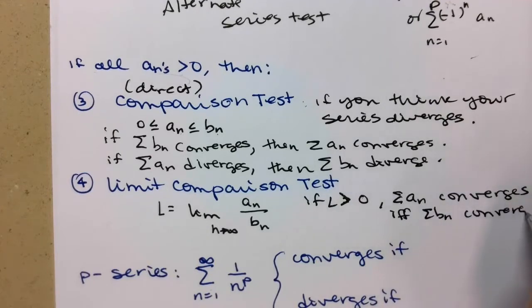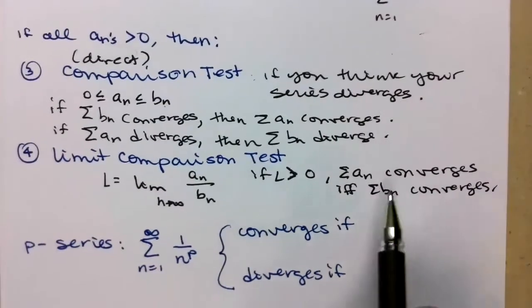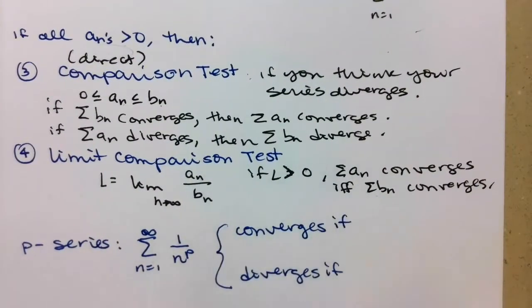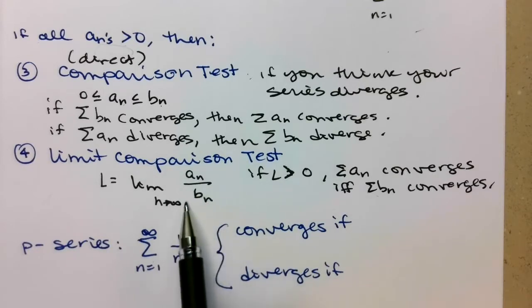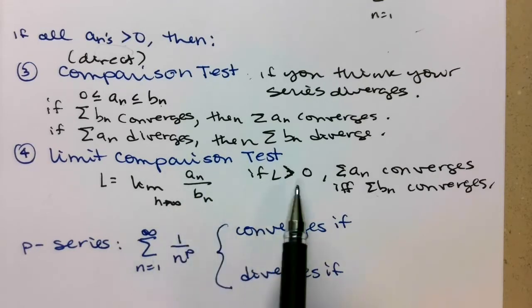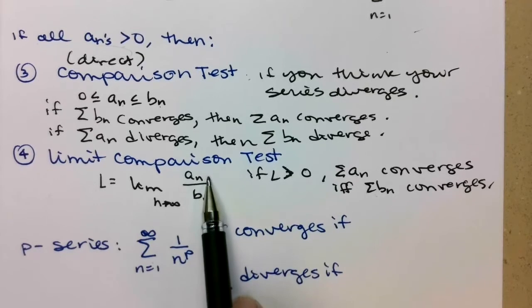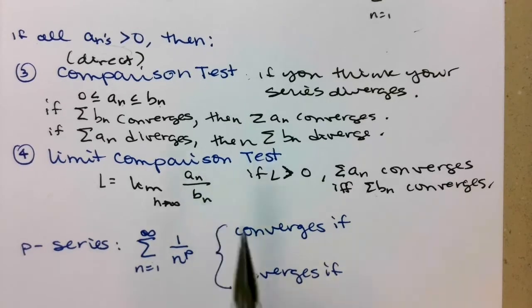Now, this is pretty powerful. Remember, if and only ifs are awesome. If either one of them converges, then you know that the other one does. So you're given your a sub n. If there's a b sub n that you know converges, and in this ratio the limit is greater than 0, a positive number, then the one that you were given will also converge.